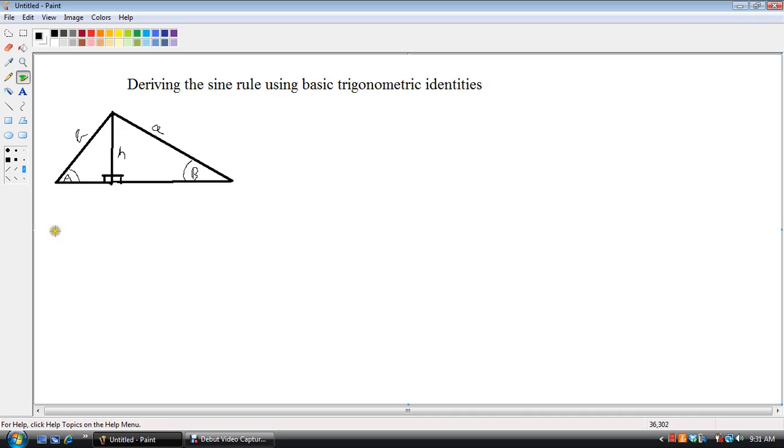We can see here that the sine of the angle A is equal to the opposite, which in this case is h, over the hypotenuse, which is b. Now if we look at the other triangle in a similar way, we can see that the sine of b is equal to h, which is the opposite, over its hypotenuse, and the hypotenuse is a.